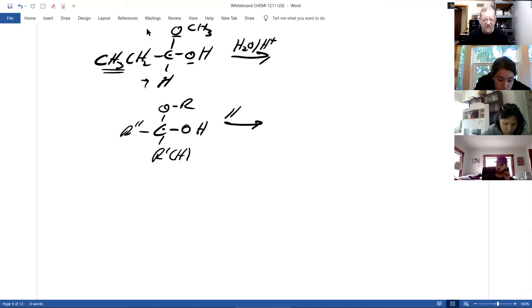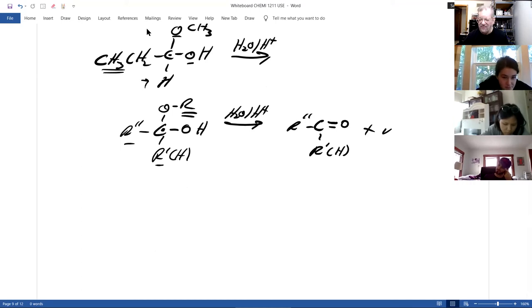And when you react it with water and acid, keep your eye on the carbon with the two oxygens. That becomes a carbonyl carbon. What was attached to it, carbon or hydrogen, is still attached. And this R group becomes this alcohol. So you get back the aldehyde or ketone plus the alcohol you would have used to make that molecule.